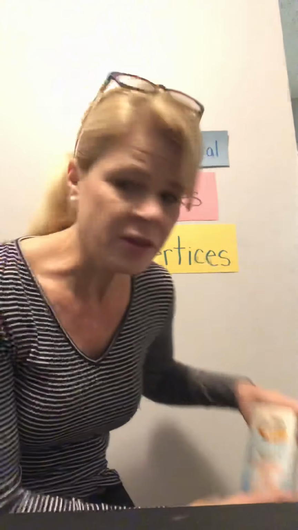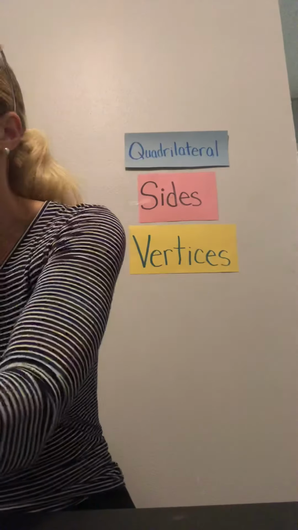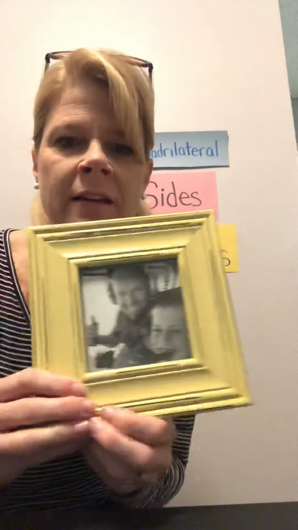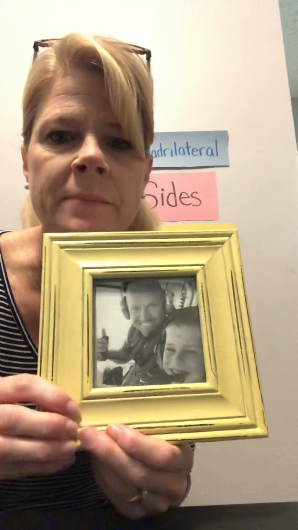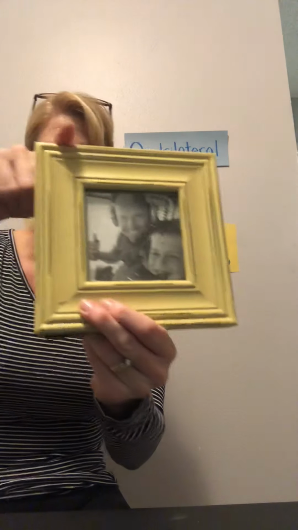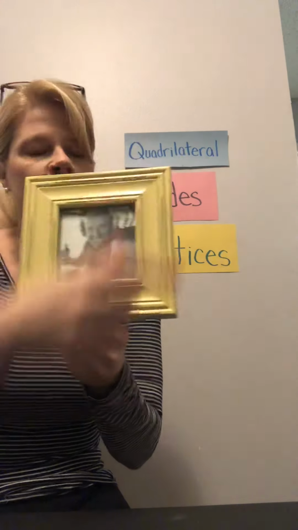And then I found another one sitting right on my table. Look at this one. My picture frame. That's Mr. Taylor and Jake when they were on a helicopter. But look, it has 1, 2, 3, 4 sides. So quadrilaterals, that just doesn't mean it's cut out of paper or we only see them in math. They are all over the place.